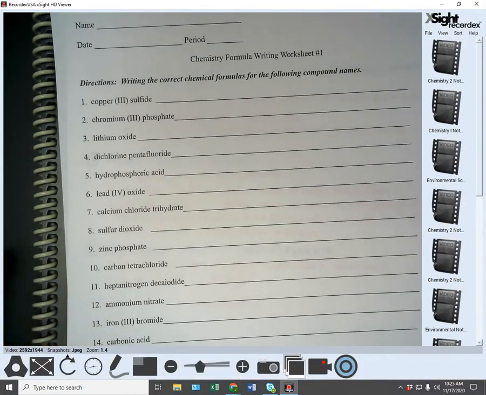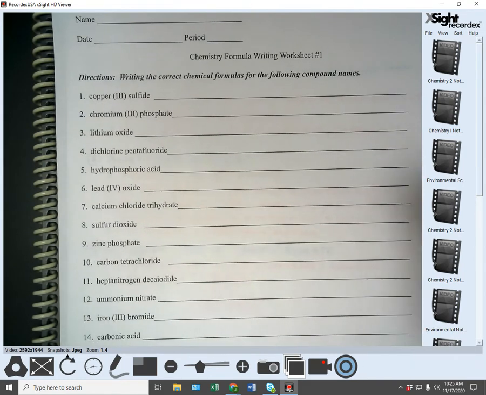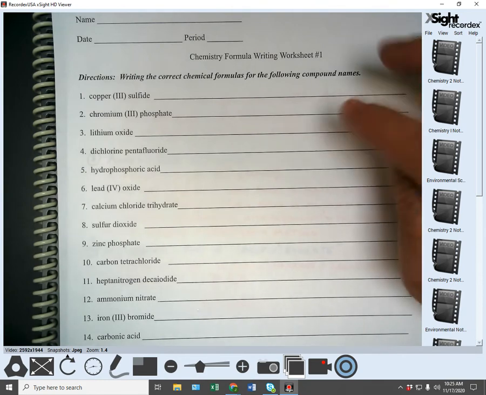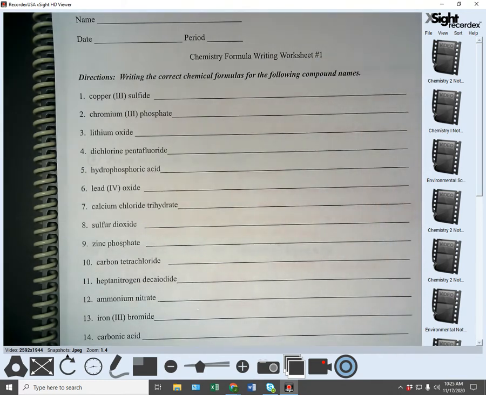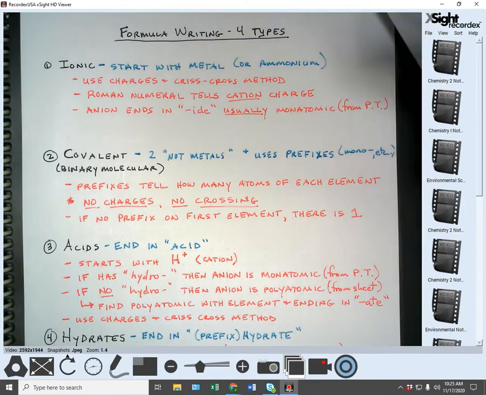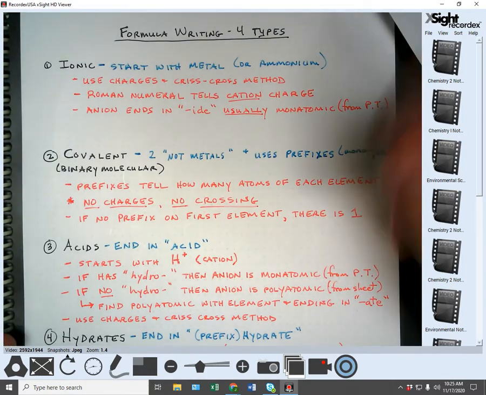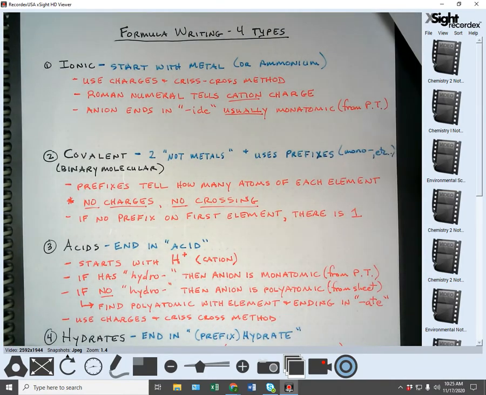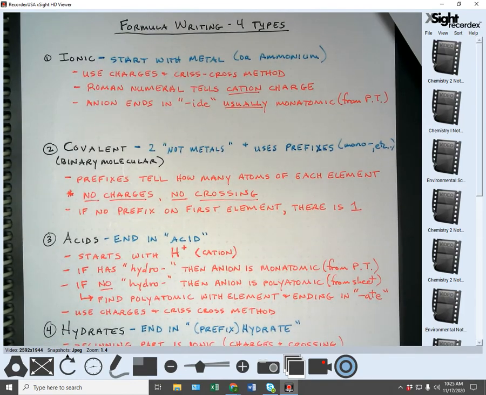So this is just a quick little video walking through what we went over in class the other day, about writing formulas and sort of breaking it down. So how to attack the formula writing worksheet number one. First, there's four basic categories, and these notes are also attached in this assignment, that we've been learning: ionic, covalent, acids, and hydrates.